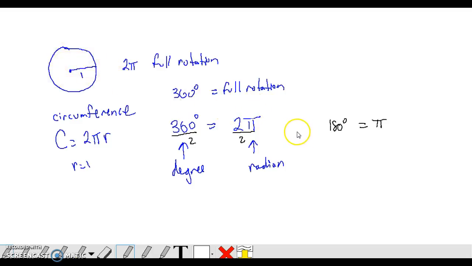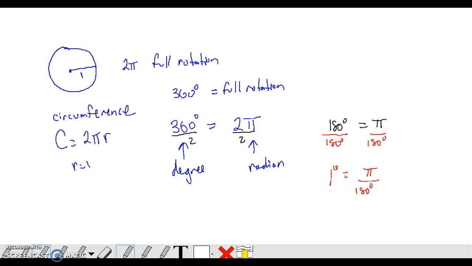Okay, so we're kind of getting the idea. If I want to know what 1 degree is, let's divide everything by 180. If I do that, I know that 1 degree is going to be pi over 180 radians. That's going to be my 1 degree.